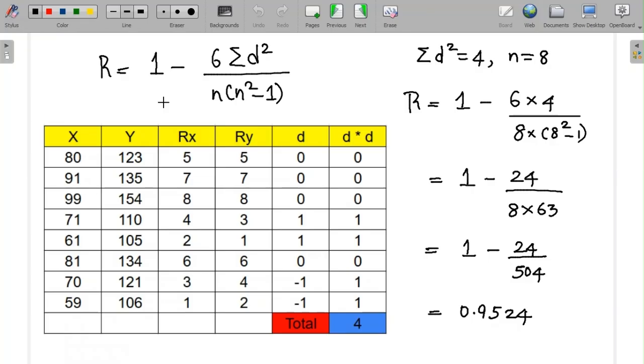Now, once we have d squares adding up to 4 and n equal to 8, because there are 8 observations, we can use the formula that we saw: 6 times d squared, that's 6 times 4 which is 24, on top, and 8 times 8 squared minus 1, that's 504, at the bottom. Dividing 24 by 504 and subtracting that from 1 gives us the answer as 0.9524.